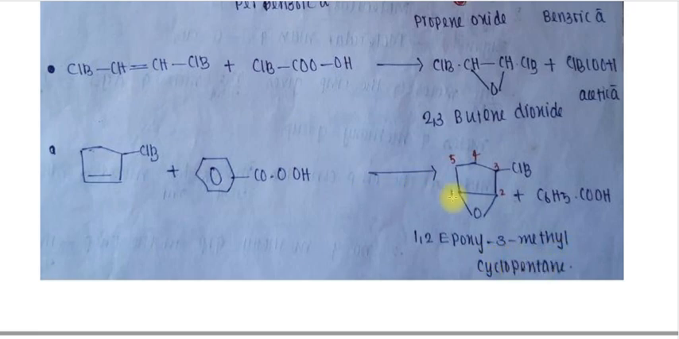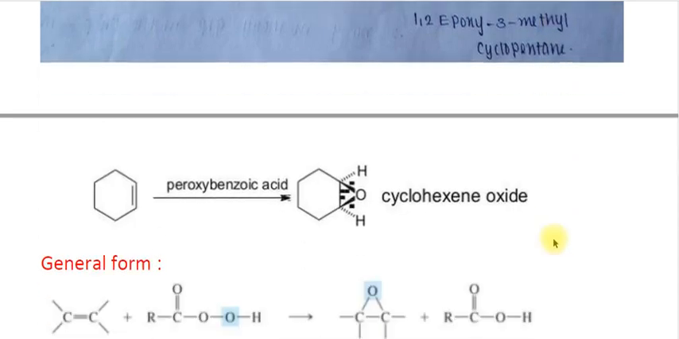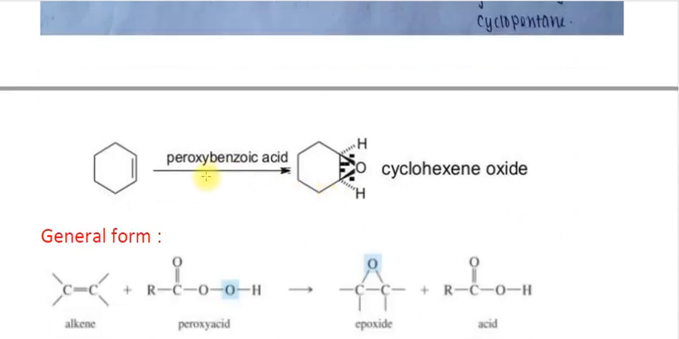This is 1,2-epoxy. Then here, at the third position a methyl group is attached. So that is a 3-methyl cyclopentane plus C6H5COOH. This is also given here. This double bond is broken, and in the presence of perbenzoic acid the double bond is broken and an epoxide is formed there, or an oxygen atom is attached there. That is cyclohexene oxide.